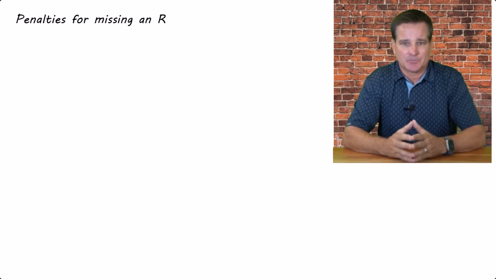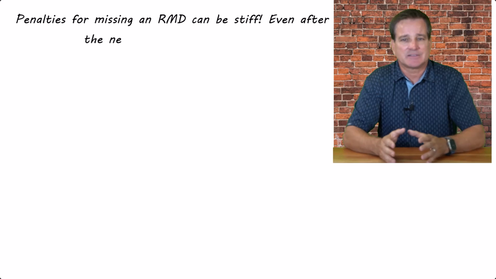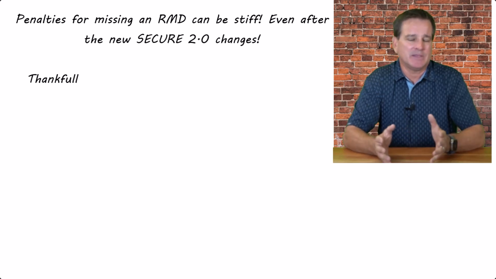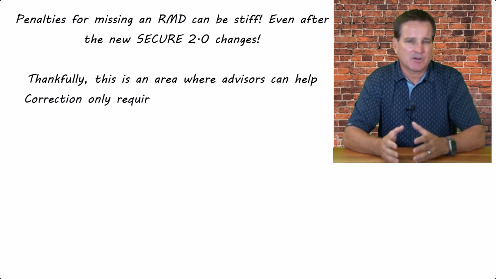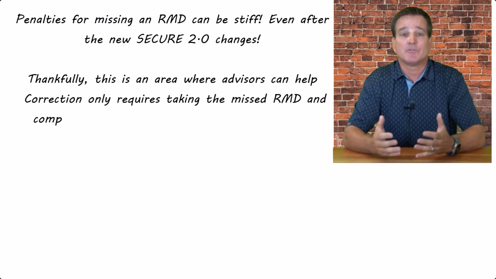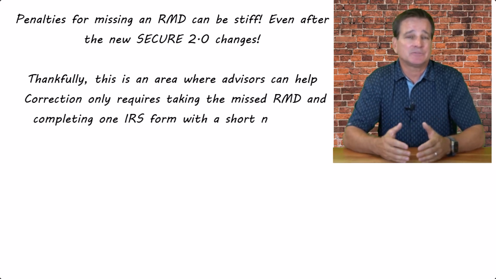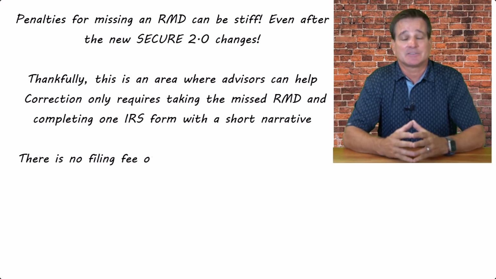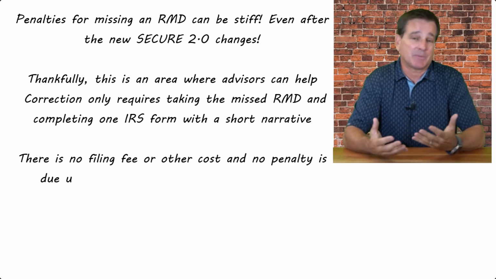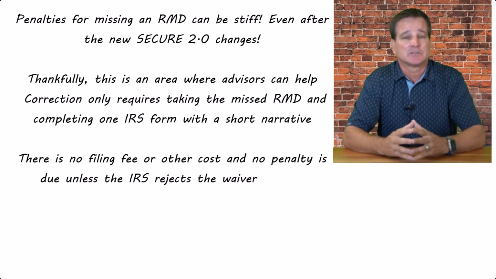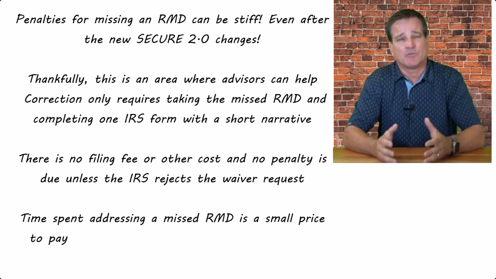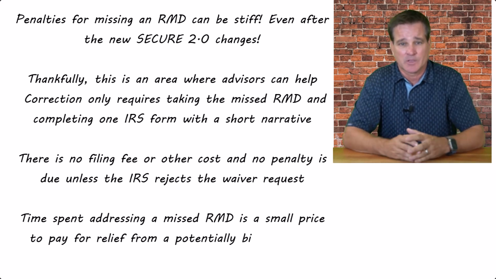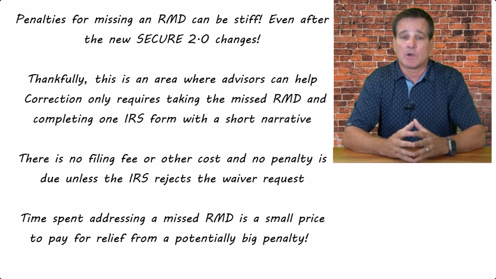All right, penalties for missed RMDs can be substantial. Even after the passage of this Secure Act, even 10% can be substantial. So correcting them only requires taking the missed RMD, then filing the form. There's no filing fee, and there's no penalty due unless the IRS rejects the waiver. That's a possibility, but highly unlikely. So time spent is a small price to pay on a missed RMD, and it can avoid big penalties in the future. So that's it for this Tax Planning on the Whiteboard video.